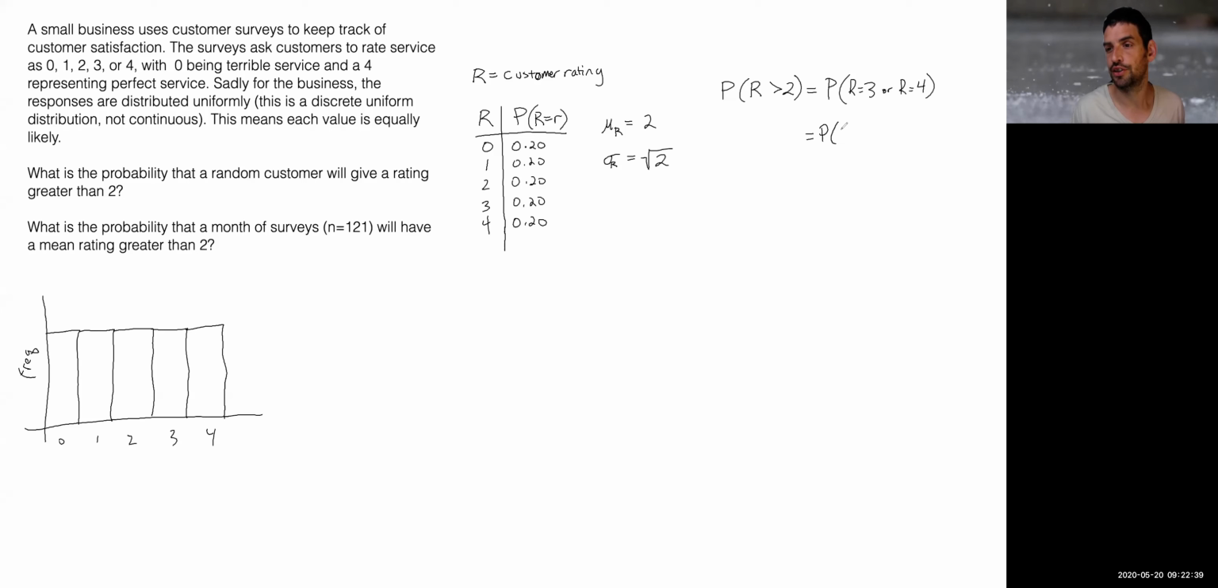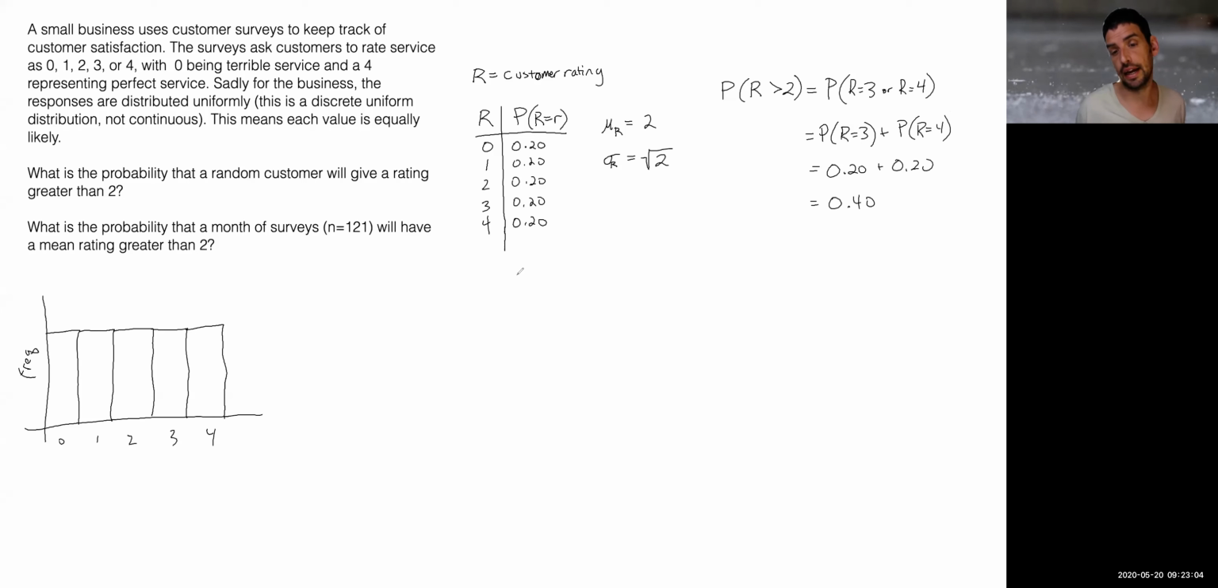We can use our addition rule. We don't have to subtract anything because these are mutually exclusive. The customer can only choose one rating, so there's no way to rate 3 and 4. And then each one is just 0.20. Okay, so we have a 40% chance of being greater than 2.